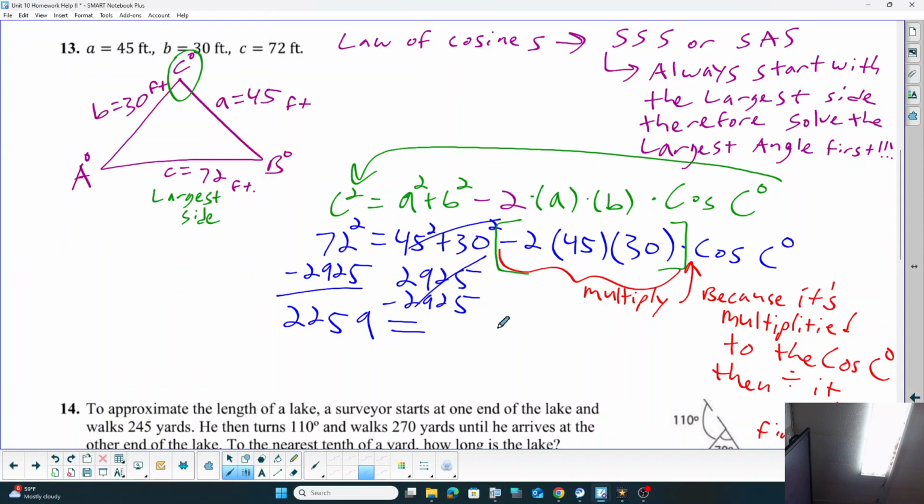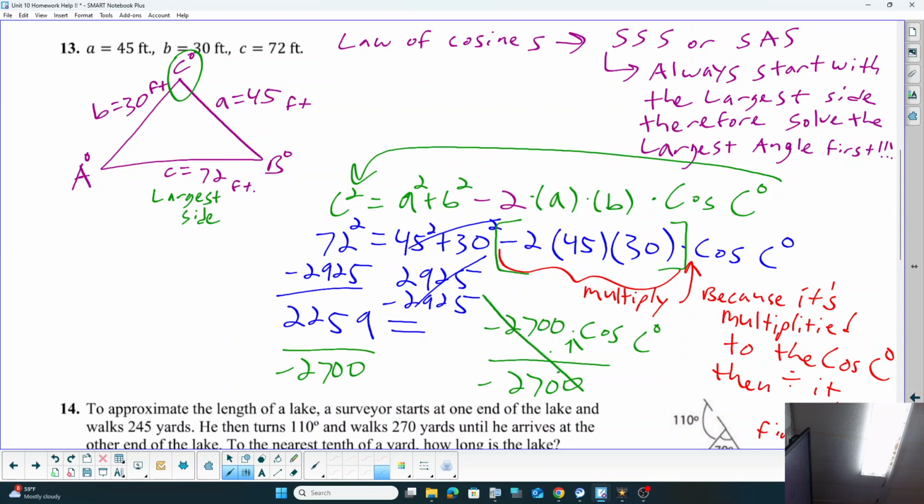So now we have -2700 next, times our cosine C. Now we're going to go ahead and undo the multiplication by dividing -2700 to the other side. Divide the -2700 to the other side. And then last but not least, we're going to go ahead and inverse cosine to undo cosine. So then we bring the C over here.